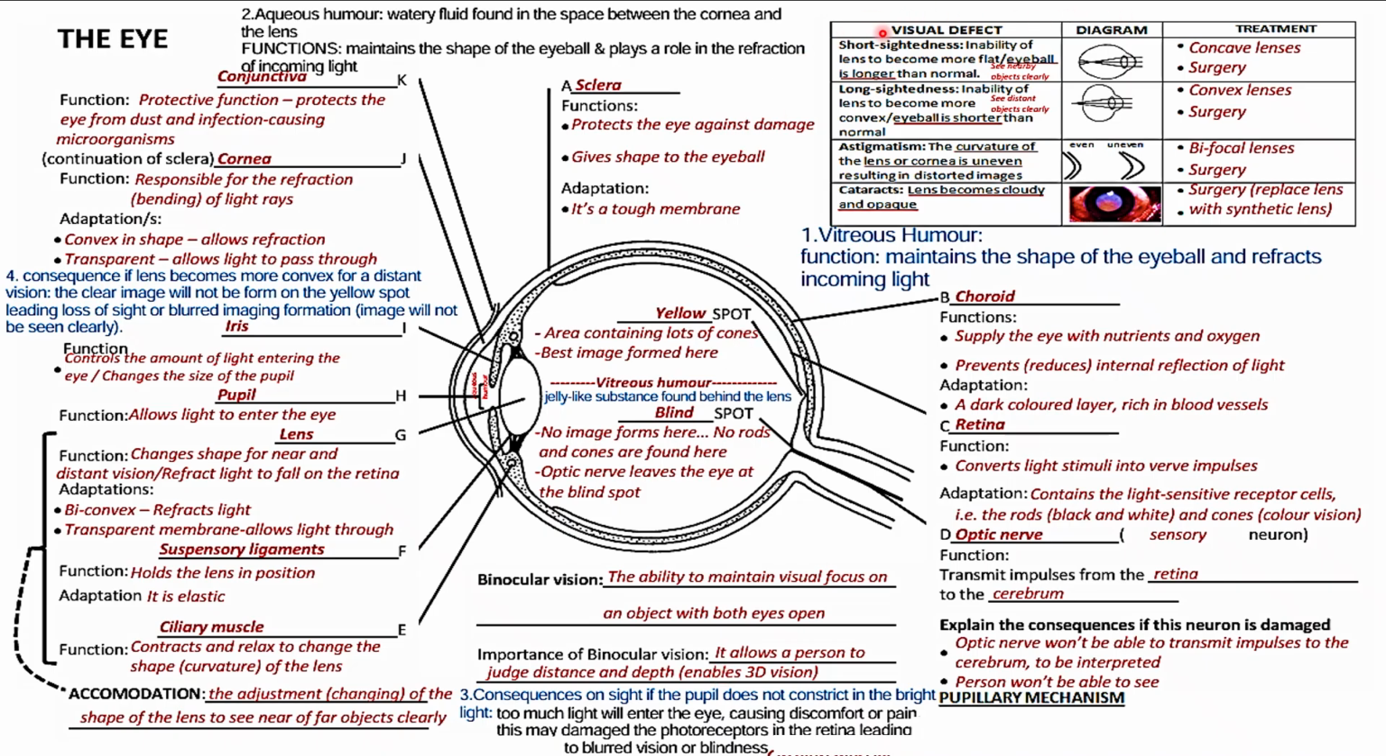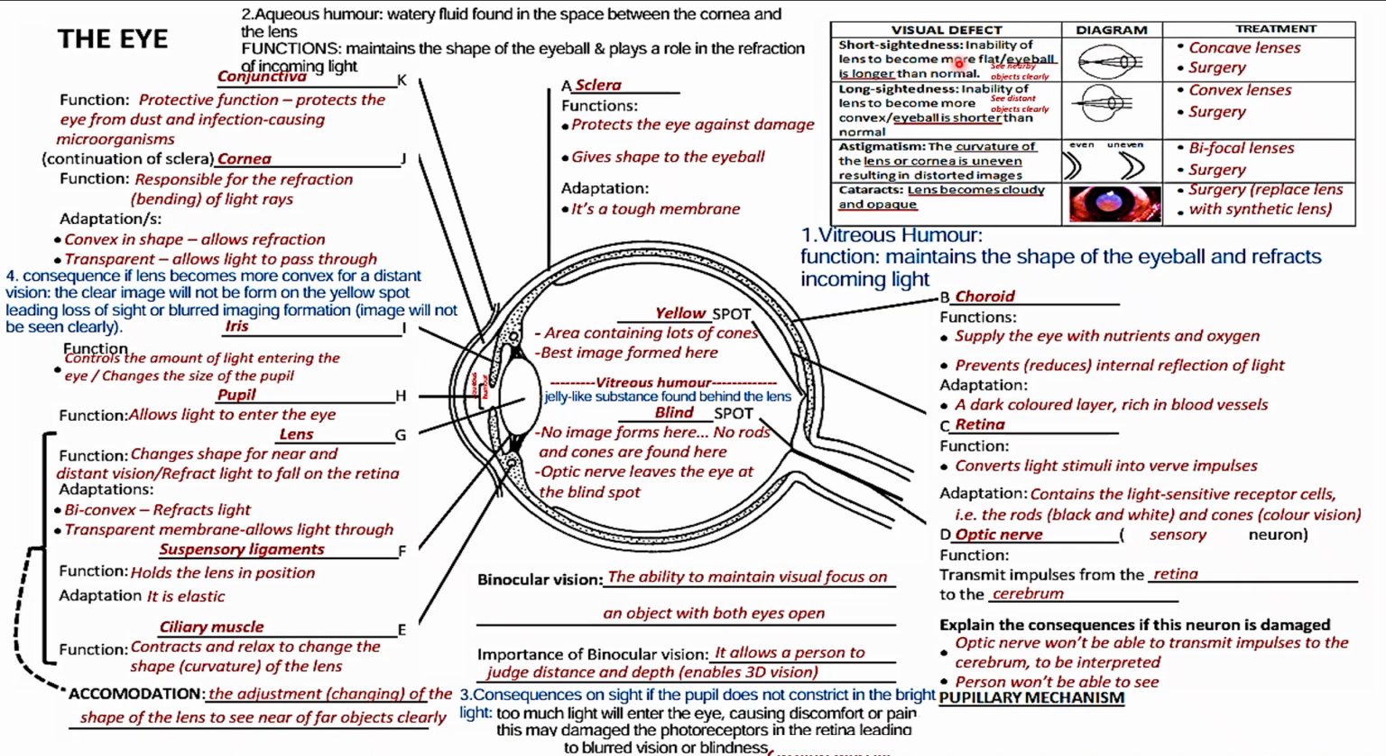Now, the study of the eye goes with visual defects. There are certain visual defects that you need to know as you prepare for your exams. So over here, we have four of them. We have short-sightedness. You have to know how to define it, you have to know what it is, and then you should be able to use a diagram to demonstrate it. And then you have to know the treatment. So if you check the exams guide, you have to know the visual defect and the treatment.